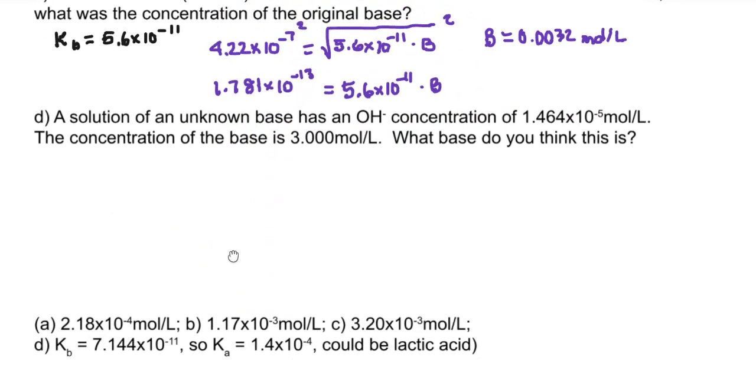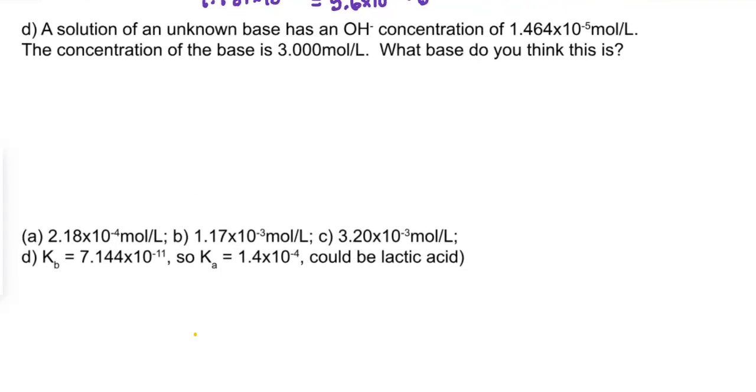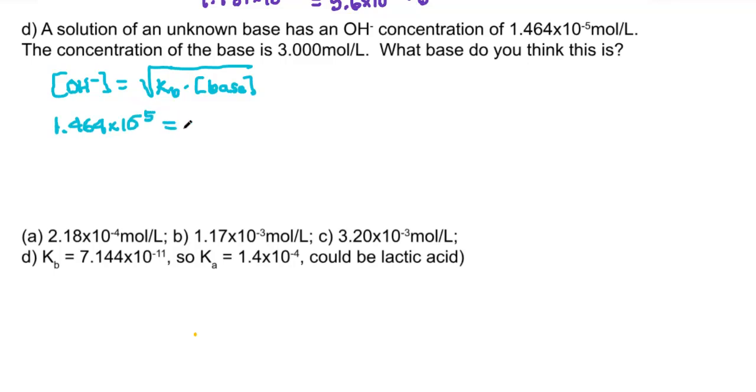Okay, and like with the acids, sometimes you get a mystery solution and you have to figure out what's going on with it. Here, I'll just put my formula up again. Root Kb times base. In this case, they tell us our hydroxide concentration is 1.464 times 10 to the minus 5 equals root. We have a mystery solution here, so we don't know what its base constant is. We can't look it up because we don't know which row it is. But we know its concentration, the amount of chemical in there, is 3 moles per liter.